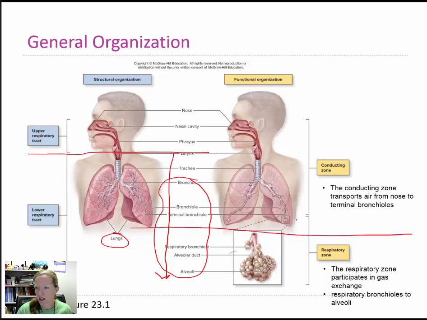Look at this. The conducting zone is going to stop at the terminal bronchioles. Isn't that clever of them, stopping the conducting zone at the terminal bronchioles? And look, the respiratory zone starts with the respiratory bronchioles. So you can kind of think of it that way. So that is going to be kind of how it's all set up here.